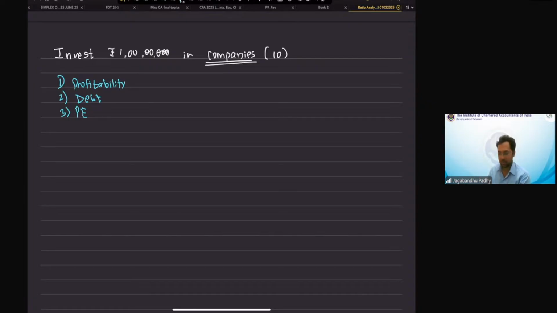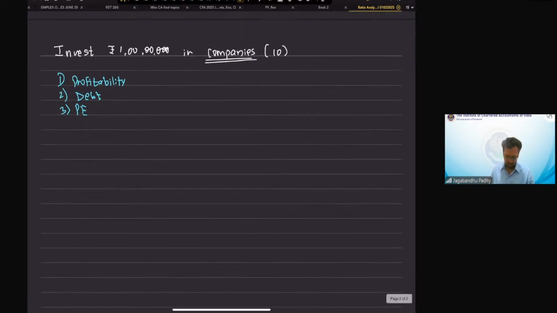So we're going to look at various parameters based on which we decide which of the companies should be chosen. Profitability, debt ratio, the price to earning ratio, many different ratios are going to be there in our discussion.